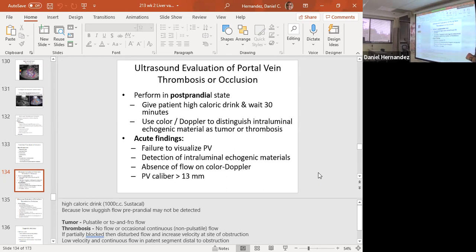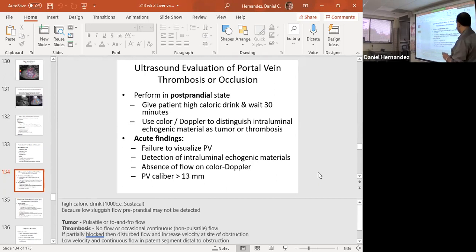So it's an acute finding. We have to realize that failure to visualize the main portal vein is an acute finding. Say it's thrombosed and we can't detect it, we can't see it. That has to raise red flags in your mind: what's going on? Why don't I see this patient's portal vein? Potentially it could be thrombosed and maybe contracted, and it could potentially look like the bile duct.